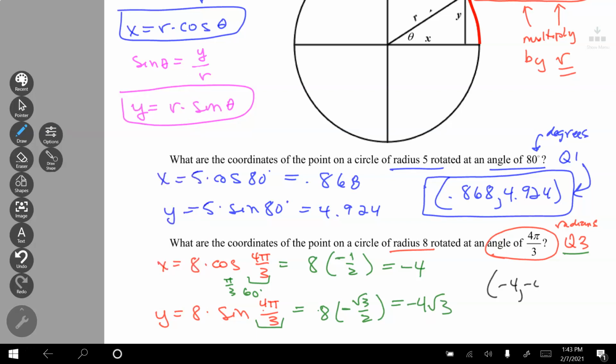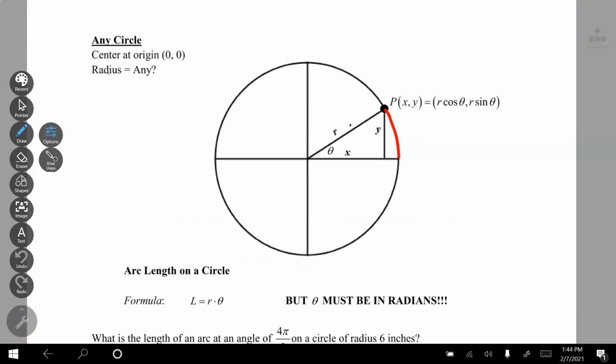Negative 4, radical 3 is my result, and that is in quadrant 3. It should match negative, negative. So now I want to figure out this arc length, because arc length is easy when I have a unit circle. The arc length is just theta in radians.